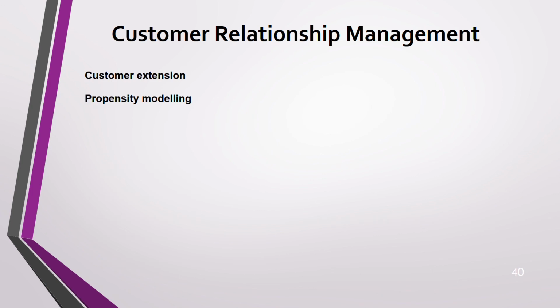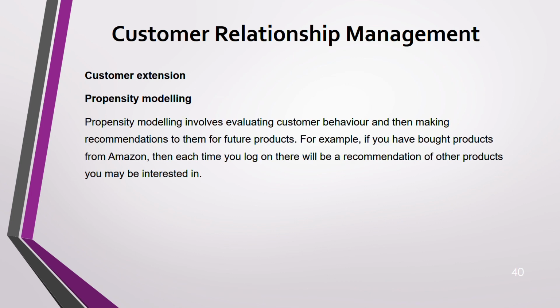Now we are going to learn certain terms again. It is known as propensity modeling. What is propensity modeling? This evaluates customers' behavior and makes recommendations in the future also. For example, if you bought anything from Amazon, each time you log on, there'll be a recommendation of other products that you're interested in. That is known as propensity modeling. This involves the following.